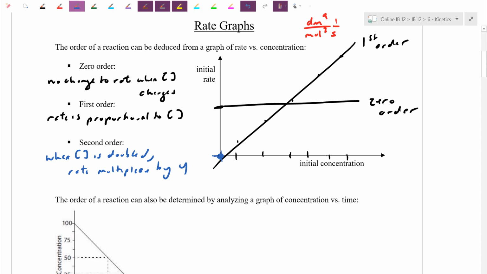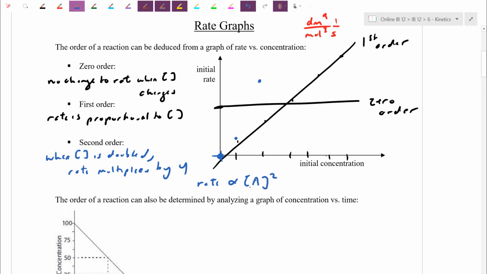Basically, yes, this rate is also going to depend on the concentration, but it's going to depend on the square of the concentration. For starters, it's not going to rise that fast. But as I get a little bit higher, the rate is going to increase quite a bit more dramatically because the rate is going to be proportional to whatever chemical squared.